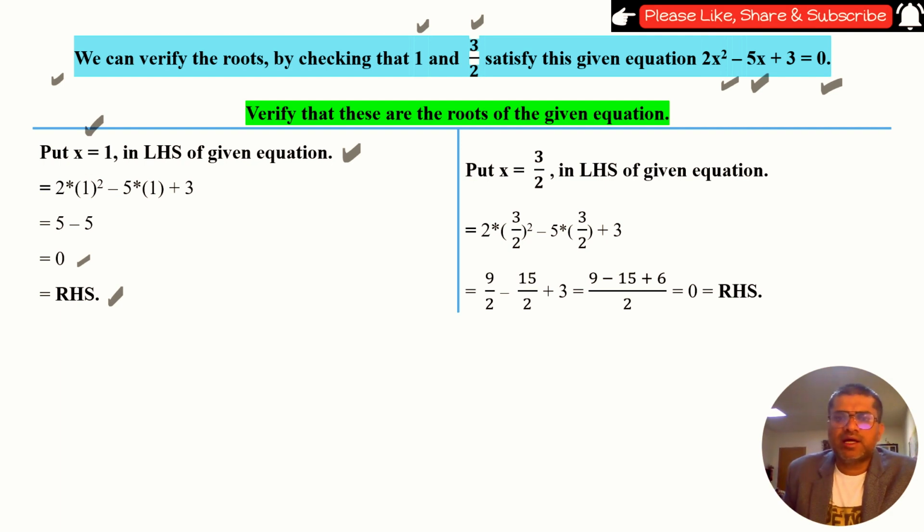Similarly, put x equal to 3 by 2 in the LHS. When you put it in the LHS, it comes to 0, which is equal to the RHS. So x equal to 3 by 2 is also a correct solution of your given equation.